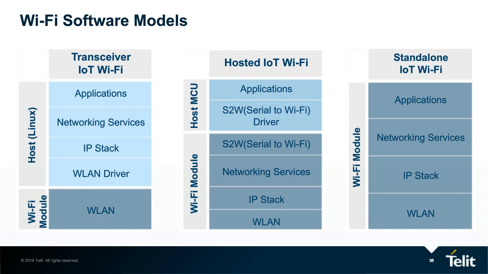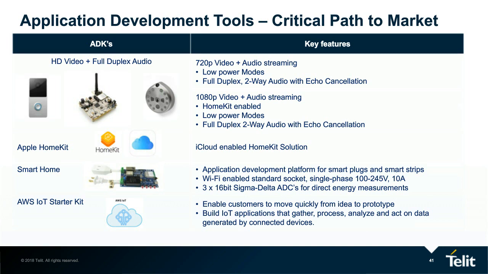So let me jump into a slide which provides an overview of the various application development kits that Telit offers, particularly on the standalone IoT Wi-Fi, to speed up your development cycle and get into production faster. Some of those application development kits captured here are 720p video and audio streaming. Here you can see a video being streamed from the IoT device all the way to the cloud and to the smartphone in the hands of the customer.